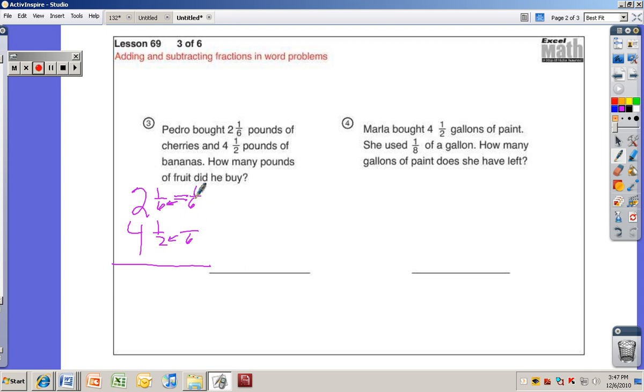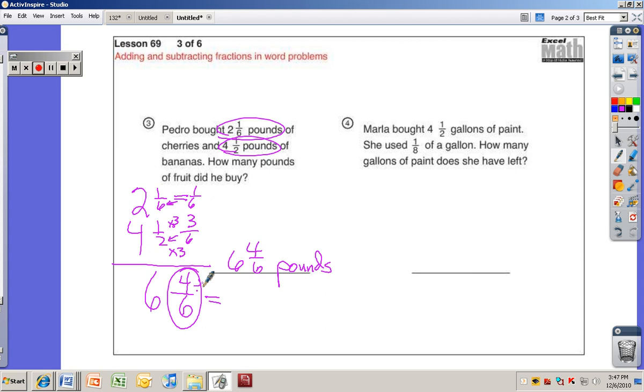1/6 is still equal to 1/6. 2 times 3 is 6, so 1 times 3 is 3. And then add these up, and you get 4/6 here, and 2 plus 4 is 6. So the answer is 6 and 4/6 pounds. And later on, you're going to be reducing this fraction. You can divide both of those by 2 to get it in a simpler form and make that 2/3. So that would also be a correct answer of 6 2/3.